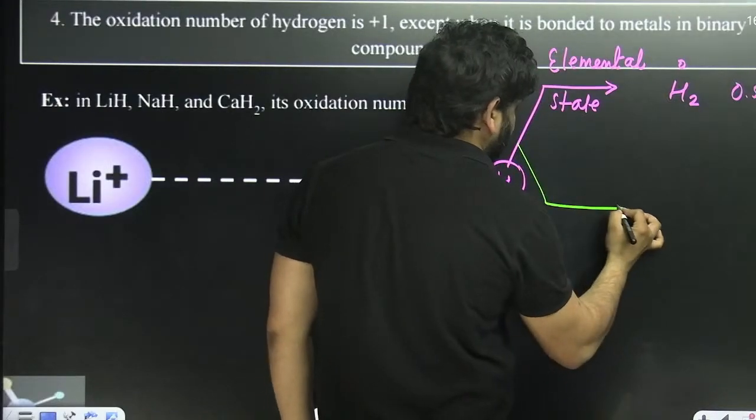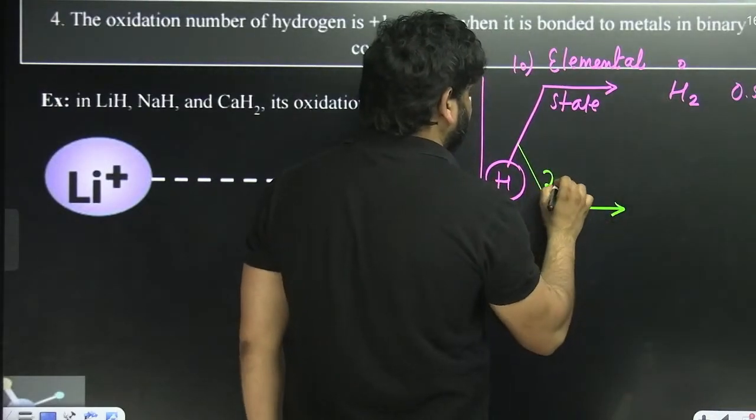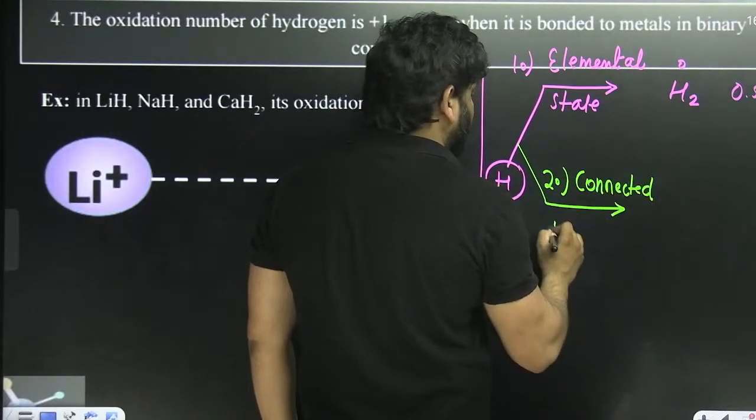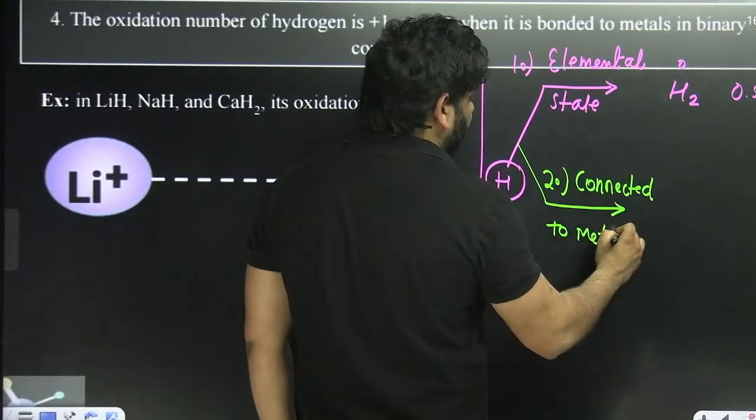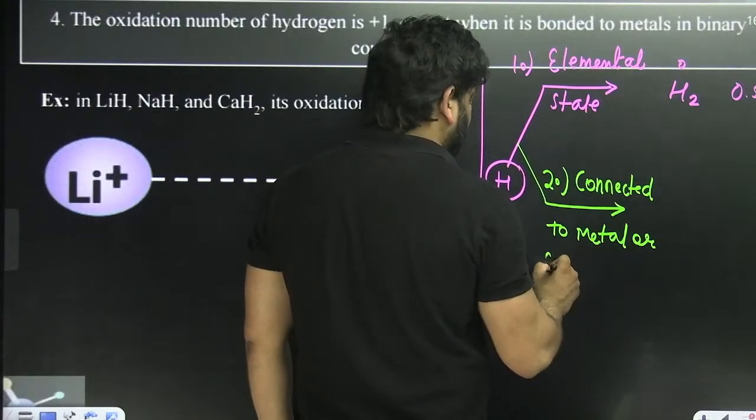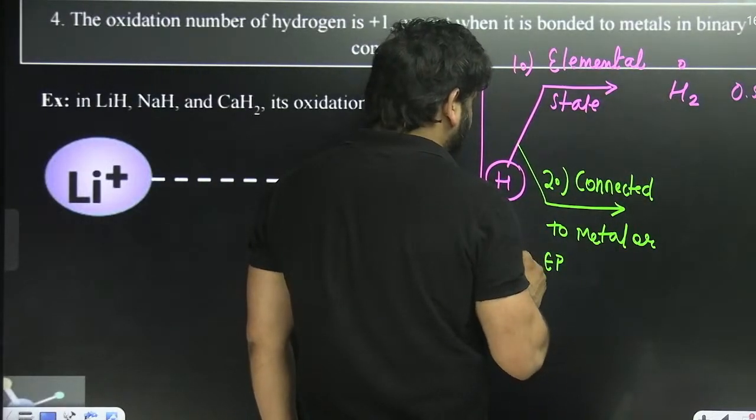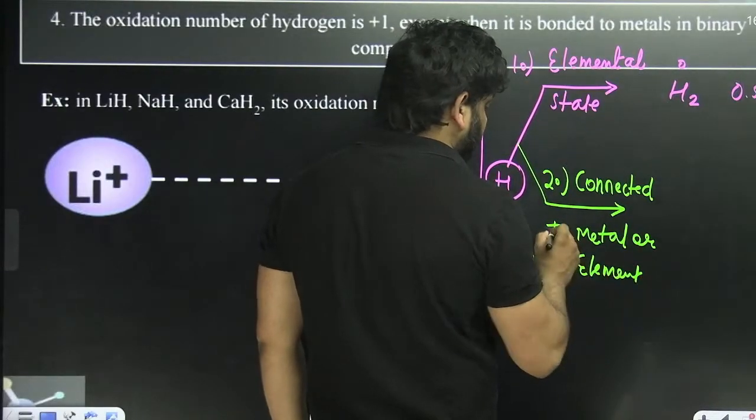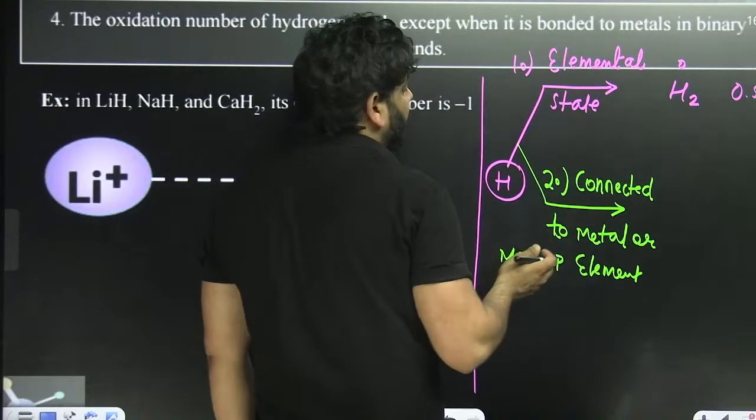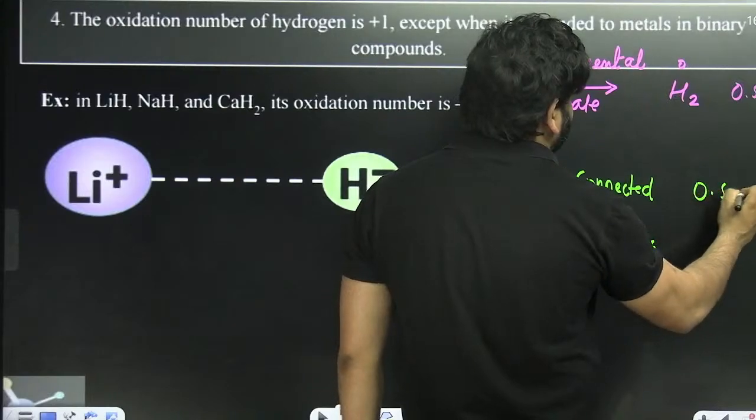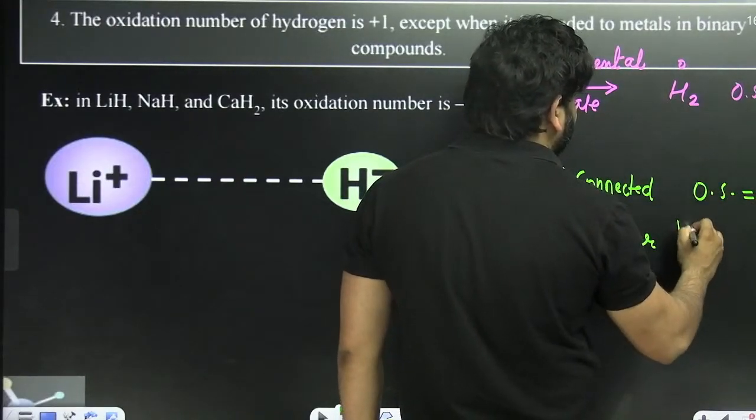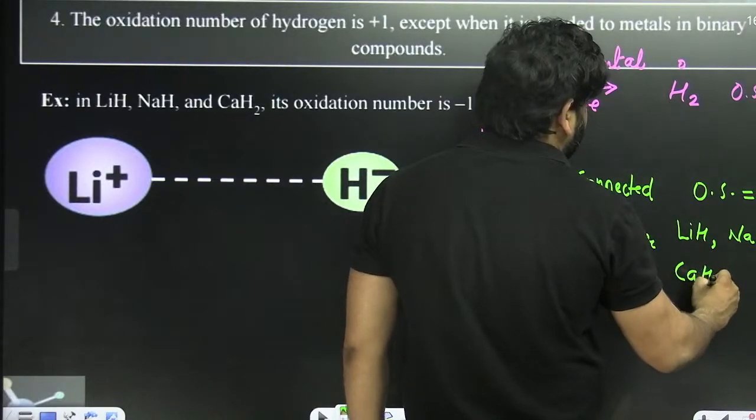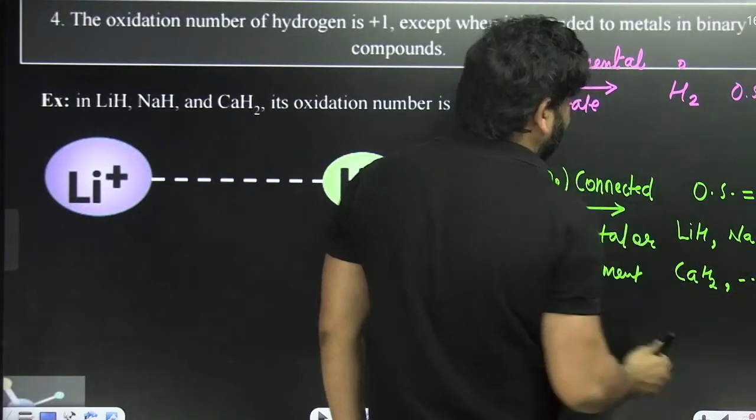Number 2, we have hydrogen connected to metal or more electropositive element. It is connected to metal or more electropositive element. Then the oxidation state comes up as negative of 1, like lithium hydride, sodium hydride, calcium hydride, etc.